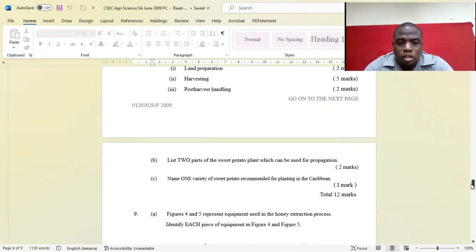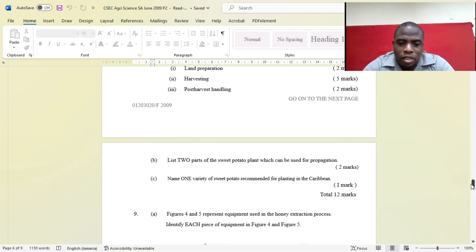So the two parts of the sweet potato plant which can be used for propagation, that is, creating a new plant, asexual propagation without the use of seeds. We have what we call slips. So we have potato slips on the stem. We have the eye, we have the bud.